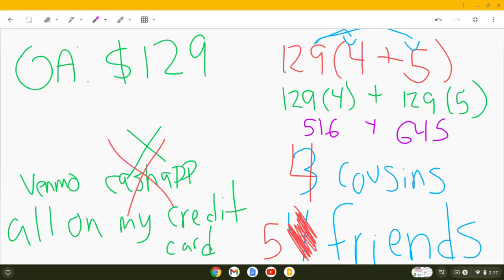That's going to be $645. So now let me add up the total amount there. So 645 plus 516, that's going to be $1,161. Yep. So for these 9 people to go for that one day, who are we gonna go see again?